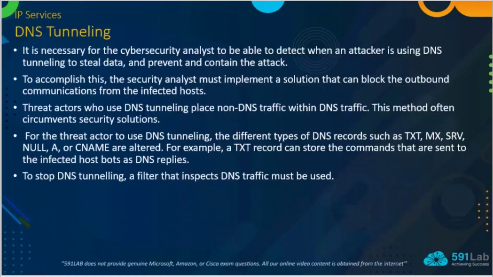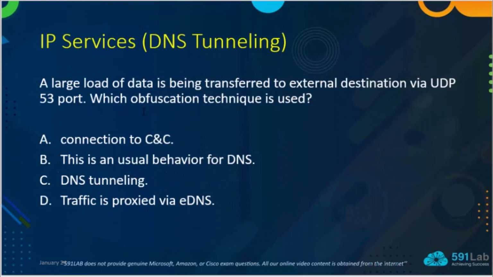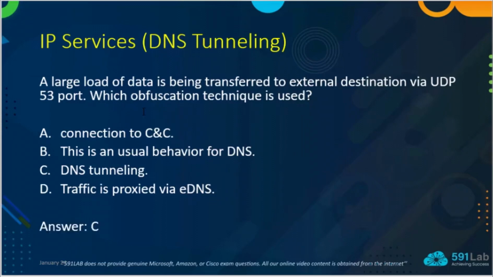That's why option A, saying connection to C&C, which is command and control, is not right. This is not a connection to command and control, and this is not unusual behavior for DNS. So we refer to this kind of scenario as DNS tunneling, and that is option C. DNS tunneling is whenever traffic that is not DNS traffic passes through the DNS port. So option C is our answer to this question.